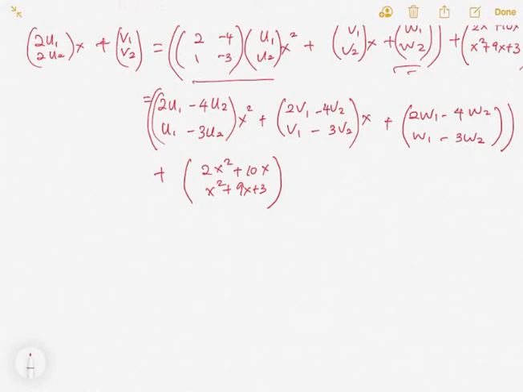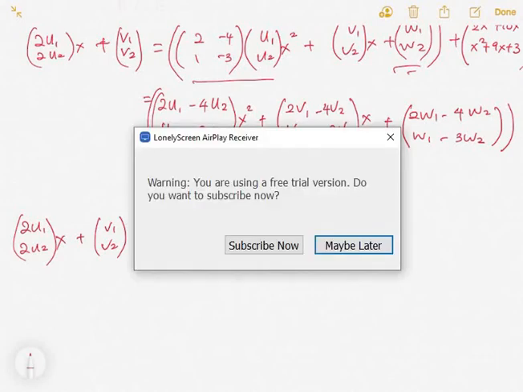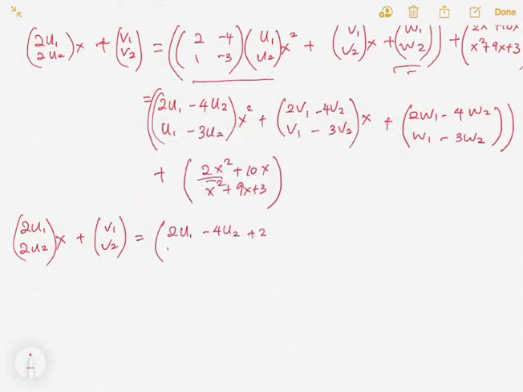From the left you have 2u1, 2u2 for the x, and then plus v1, v2. For the right hand side you also have the x squared, so you need to collect all of this: 2u1 minus 4u2 plus 2, and then u1 minus 3u2 plus 1 times x squared, and then plus, collect the coefficient of x. So you have 2v1 minus 4v2 plus 10.